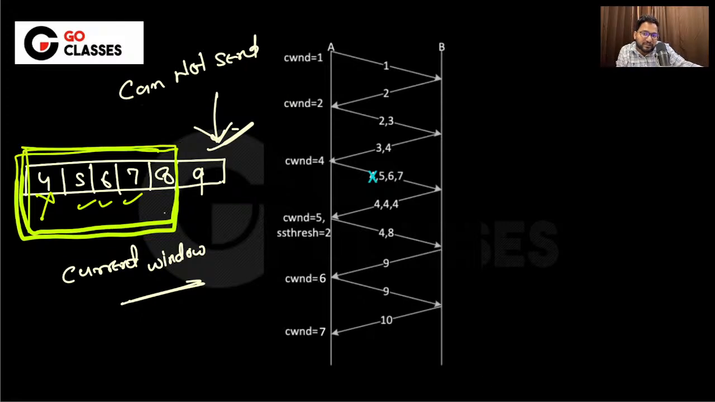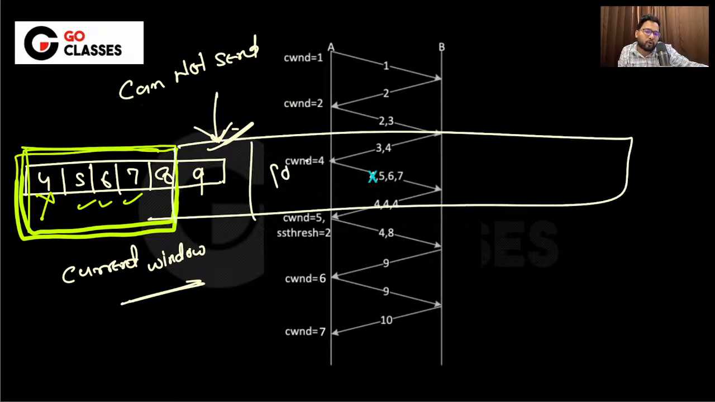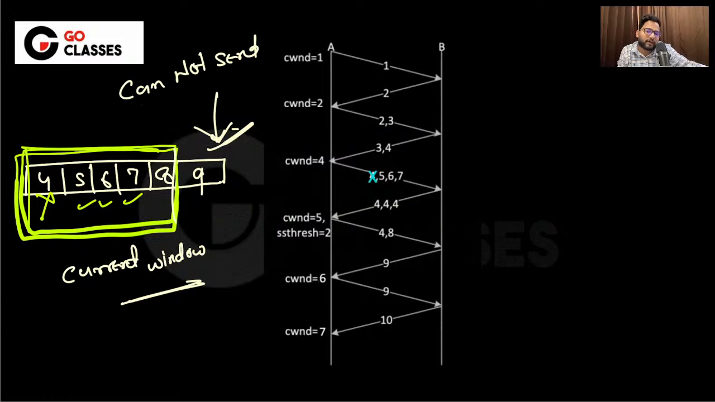And then once these are acknowledged, you will have the congestion window as 6. So anyway, it will be 9, 10, 11, but you don't have more data. So till 9 only you have the data. So you will be sending 9, right? Is this understood by everyone? Let me know.